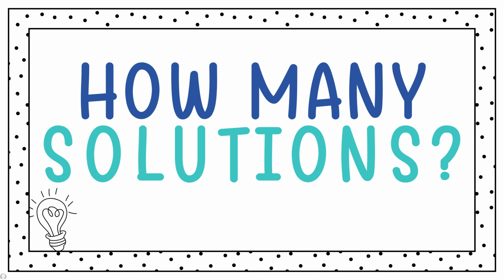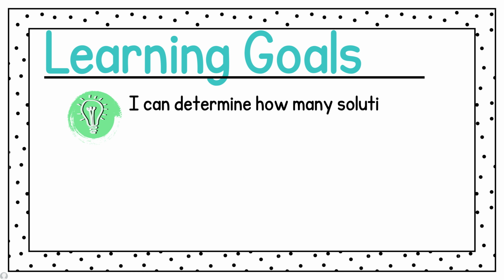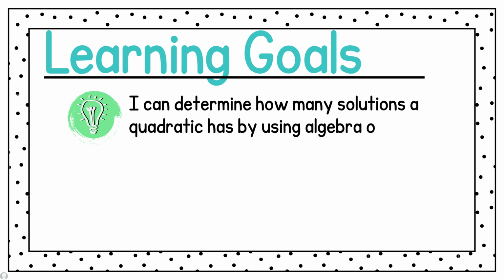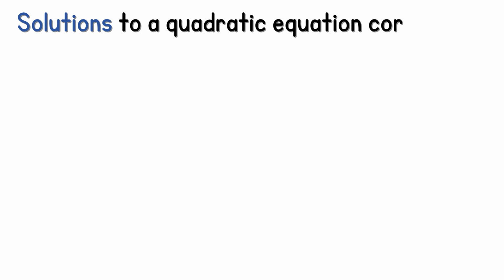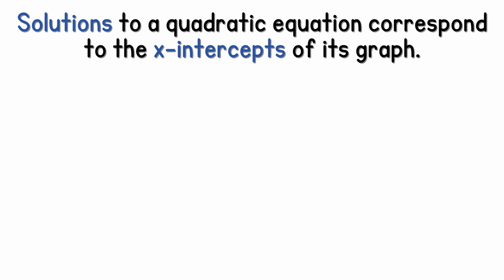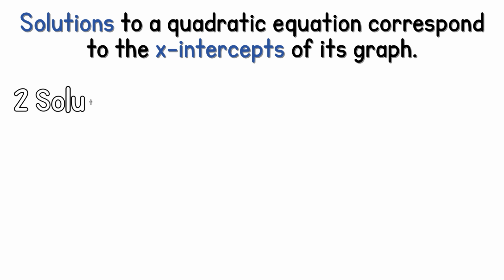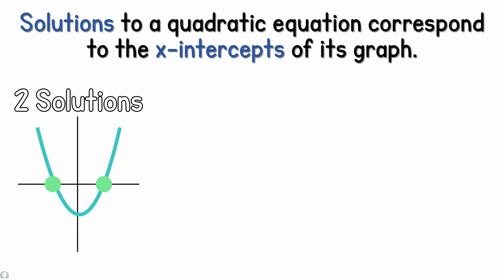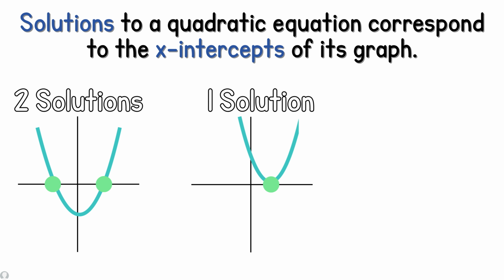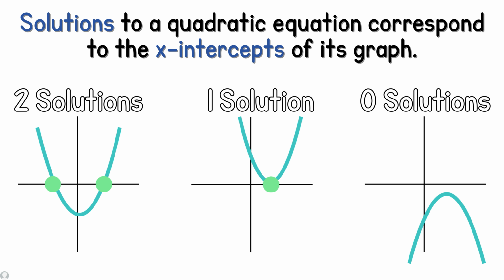How many solutions? In this video, you'll learn how to determine how many solutions a quadratic has by using algebra or graphing methods. Solutions to quadratic equations correspond to the x-intercepts of its graph. If we have an equation that has two solutions, then the graph will have two x-intercepts. If the equation only has one solution, then the graph will only have one x-intercept, where the vertex is. And if the equation has zero solutions, then our graph won't have any x-intercepts at all.